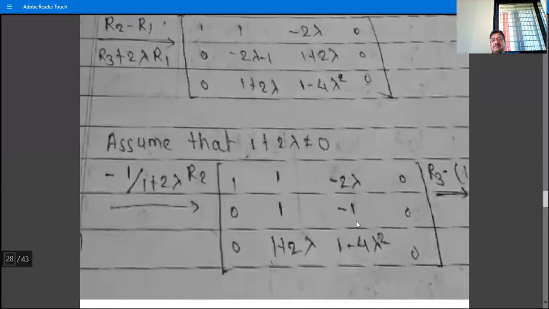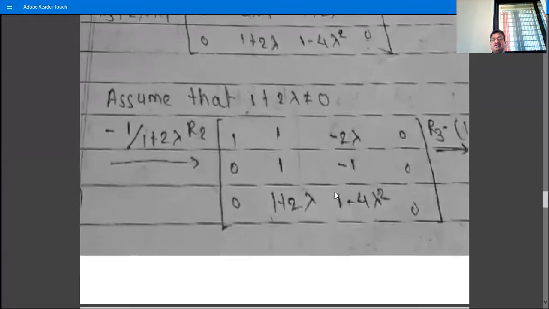Then the first and third row as it is. Then we have to reduce this 1 plus 2 lambda to 0. So R3 minus, in bracket, 1 plus 2 lambda R2. This is the operation: R3 minus 1 plus 2 lambda R2. So first row as it is, second row as it is, and in the third row here we have 0.